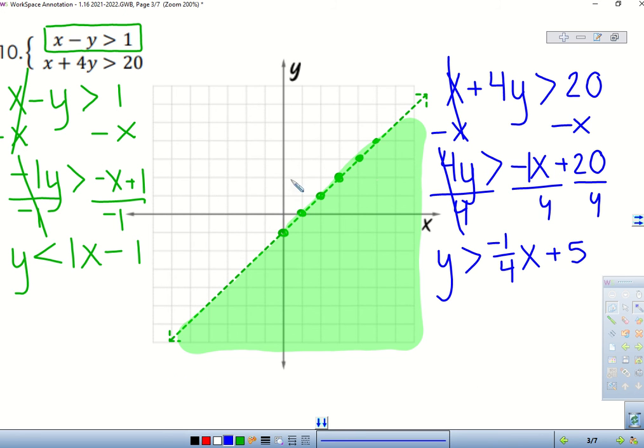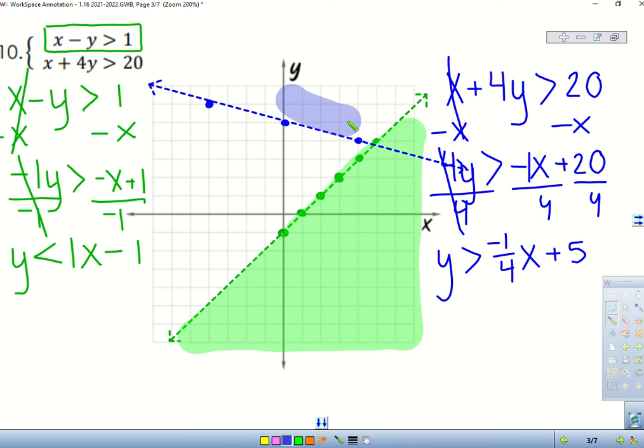I start at 5, 1, 2, 3, 4, 5. I go down 1 and over 4. And as you can see, we can't go this way anymore, so I'm going to go opposite, up 1 over 4. I'm going to then connect it with a dashed line. And am I going to shade above or below? Above. Good.